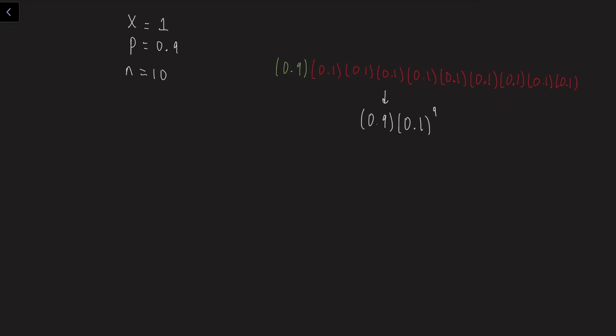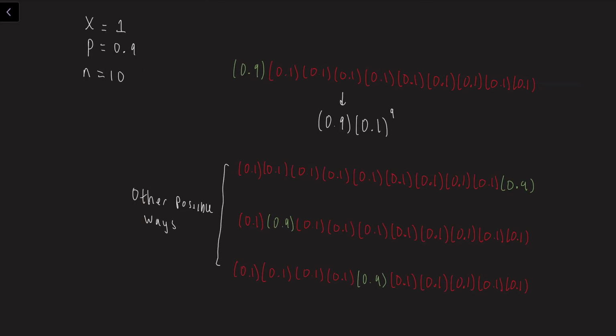This is cool, we have a big part of a formula done, but this isn't the only way that he can miss 9 shots and make one. Let's list off some other ways. These are some other possible ways that he could make one shot out of the 10 and miss the other 9. So how do we count up all the possible ways he could do this?